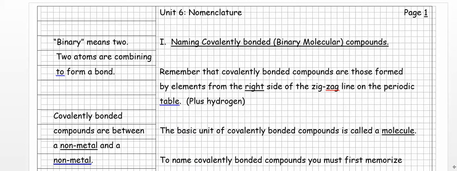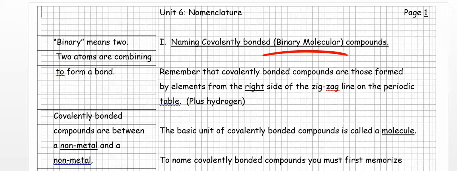I want to welcome you to Unit 6. This is nomenclature. This is one I really think you're going to enjoy because it really involves a set of rules that are going to help us to be able to name chemical compounds, which is obviously an important skill in chemistry. So I want to start with covalently bonded compounds, what we call binary molecular compounds. Binary, of course, meaning two, molecular meaning that the molecule is covalently bonded.